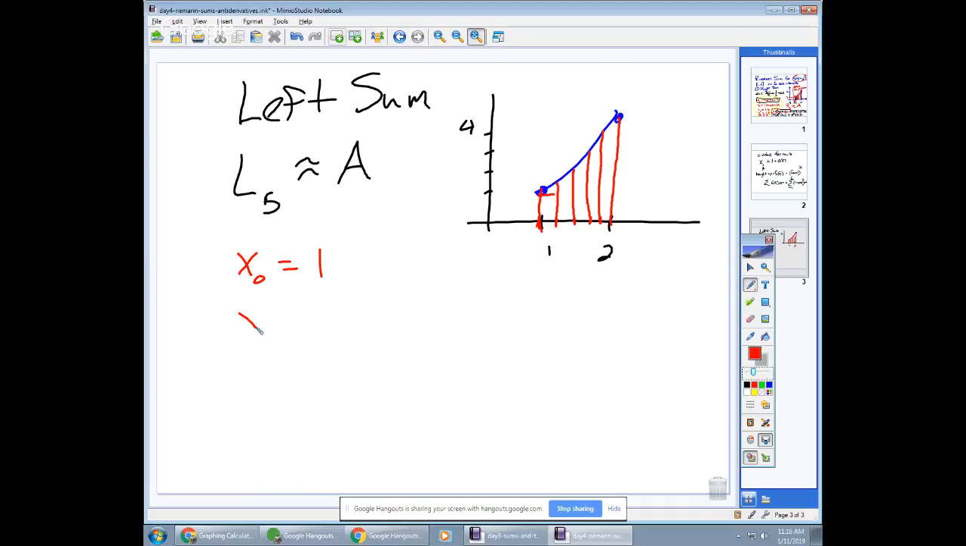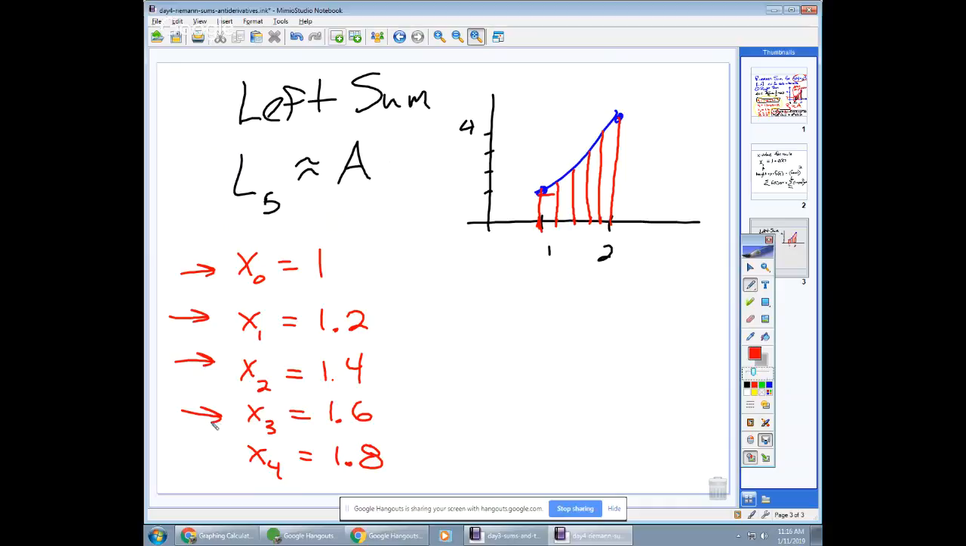So if that's x0, the next one must be called x1, and that's going to be 1.2. We already know that because we figured out what those are. x2 is going to be 1.4. x3 is going to be 1.6. x4, 1.8. Do I need an x5 here? No, right? I have 5 subintervals. I have 1, 2, 3, 4, 5 x values. From 0 to 4 is 5 values.